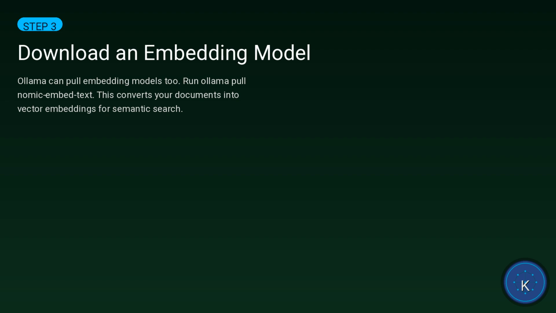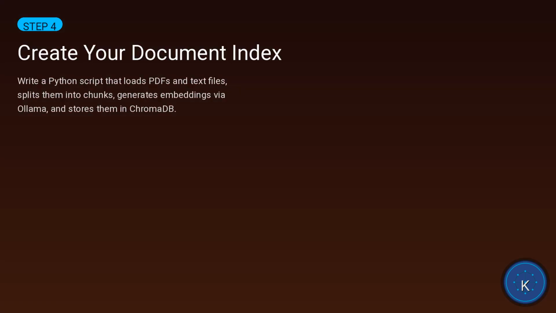Download an embedding model. Ollama can pull embedding models too. Run ollama pull nomic-embed-text. This converts your documents into vector embeddings for semantic search.